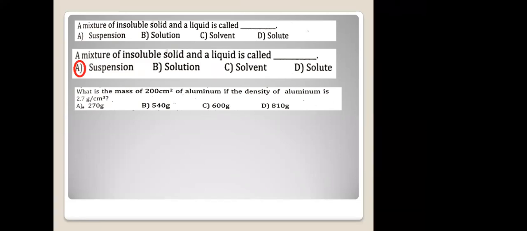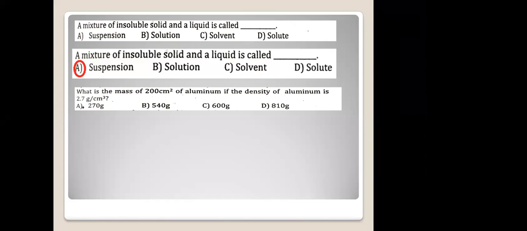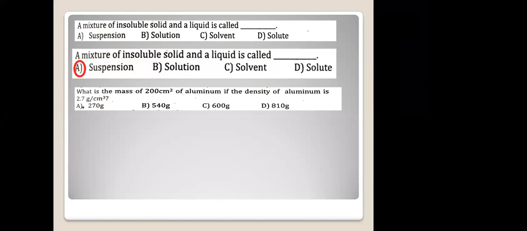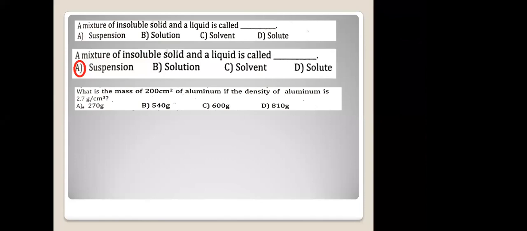Okay, somebody wrote density is equal to mass by volume. Caleb, can you type that again? He has written density is equal to mass by volume. He had written it as multiplication, he has just reversed it. Yeah, that's fine. Okay, we can solve it.